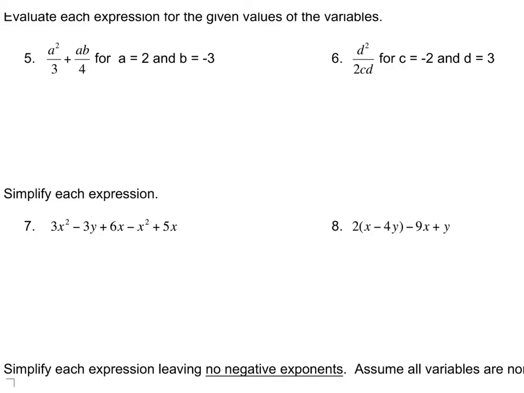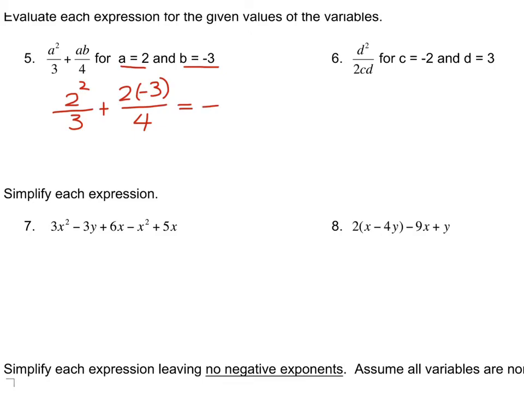Question number 5. Evaluate each expression for the given value of the variables. Number 5, you have the A value equals 2, B equals negative 3. So go ahead and plug that into the equations given. So A is going to be replaced by 2. So I have 2 squared divided by 3. B is going to be replaced by negative 3. When it is a negative number, remember I asked you guys to put a parenthesis so you do not mess up the sign. So what do we have here?